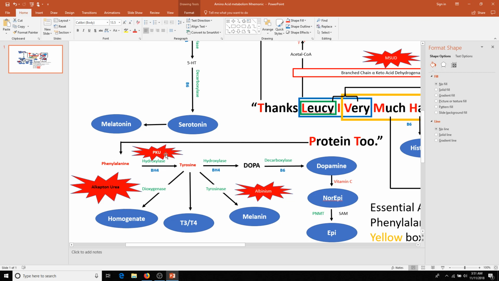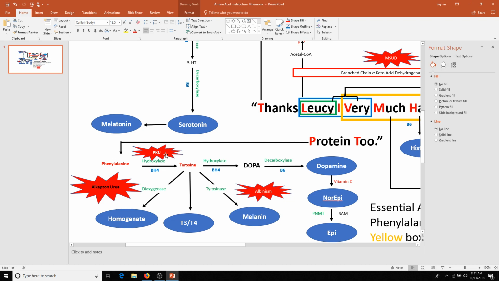So PKU, usually the way it's presented on a test is it's going to be a kid and they happen to change the diaper and it'll smell like a mousy odor. That's how usually they'll present that, or a musty odor. And so phenylalanine to tyrosine. Tyrosine is a non-essential amino acid, but if I have phenylketonuria, the way I'm going to treat that is I'm going to basically cut phenylalanine out.